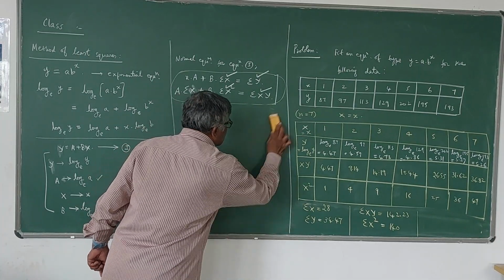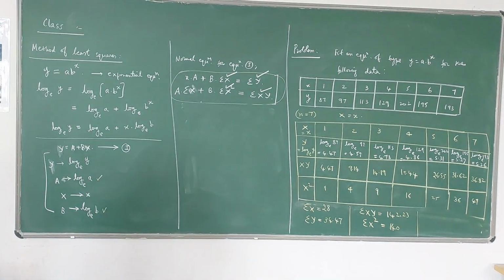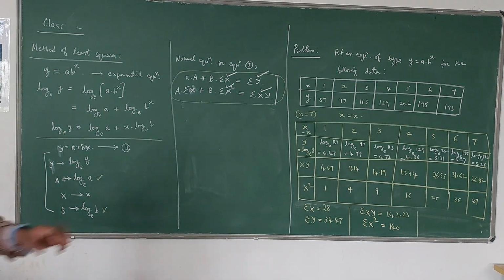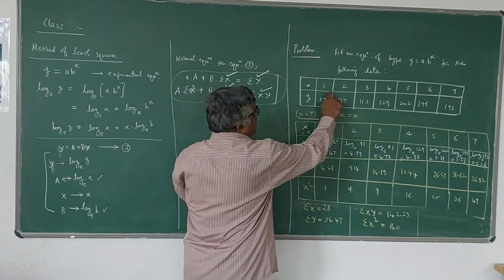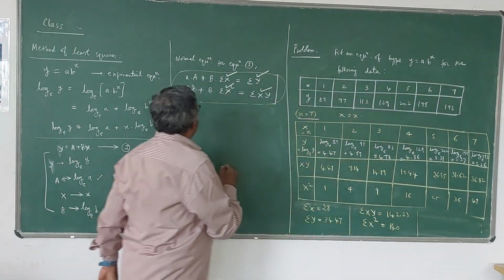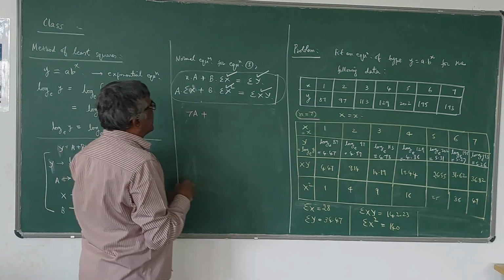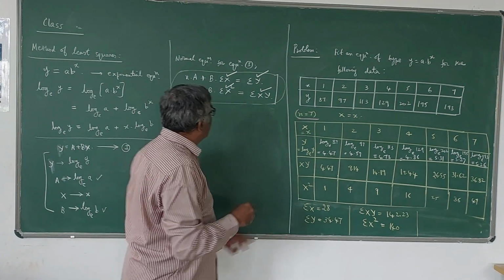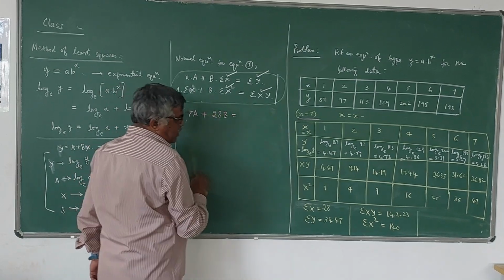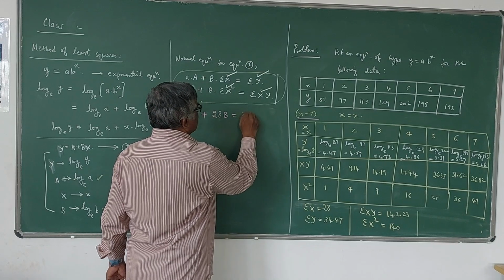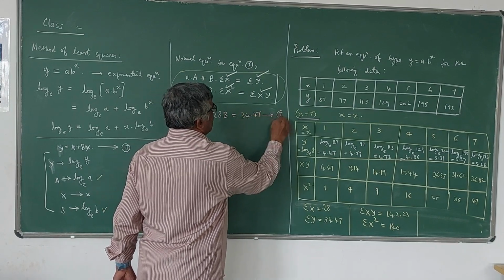The normal equations become, after getting the values, we will write the normal equations. N into A. N is 7 here. There are 7 sets of data. So 7 into capital A plus sigma x is 28, 28 into capital B is equal to sigma y, which is 34.47. So this becomes the first normal equation.